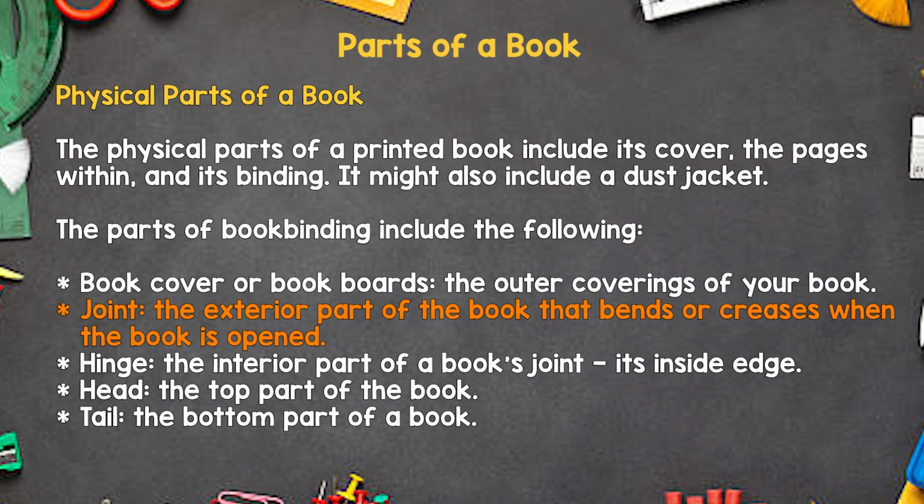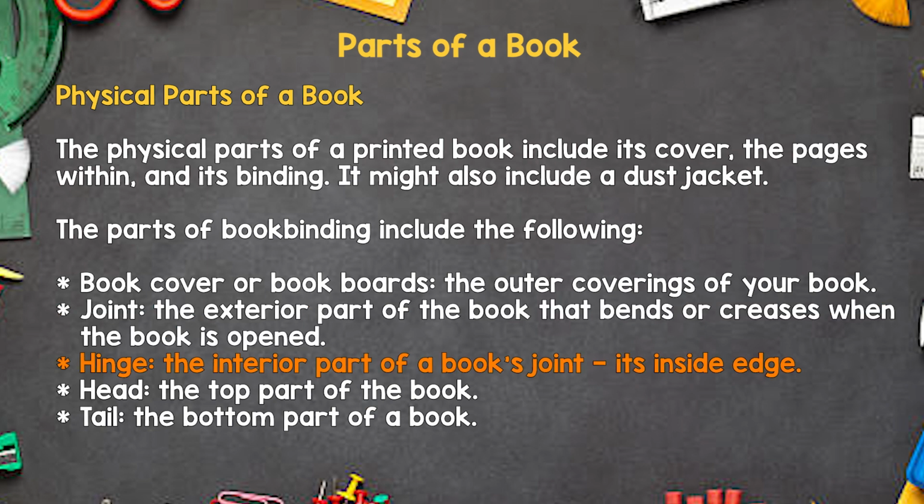You have the joint, the exterior part of the book that bends or creases when the book is open. You have the hinge, the interior part of a book's joint, its inside edge. You have the head, the top part of the book, the tail, the bottom part of a book, and I want us to look for all of these parts the next time you pick up a physical book.